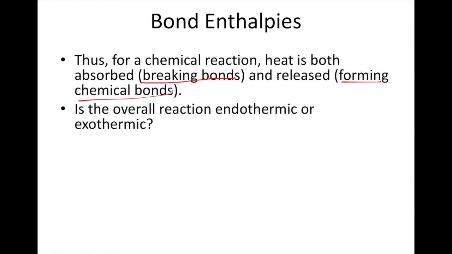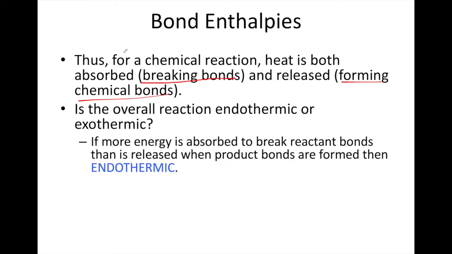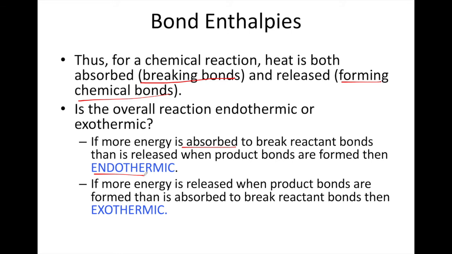So is the overall reaction endothermic or exothermic? Well, of course, it would depend on how much energy is required to break the bonds and how much energy is released when we form the bonds. So if more energy is absorbed to break those reactant bonds than is released, then that would be a positive delta H for that reaction, and it would be endothermic. And conversely, if more energy is released when we form those product bonds than is absorbed when we break the reactant bonds, then that chemical reaction would be exothermic, and we would have a negative delta H.